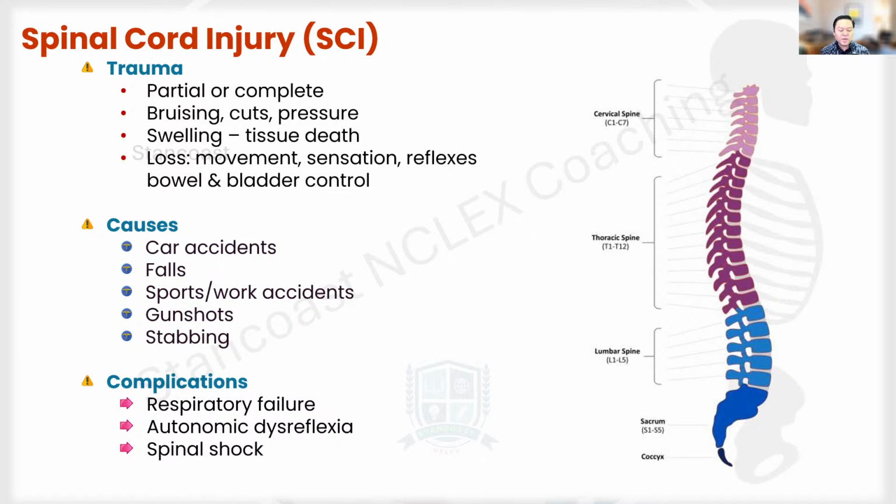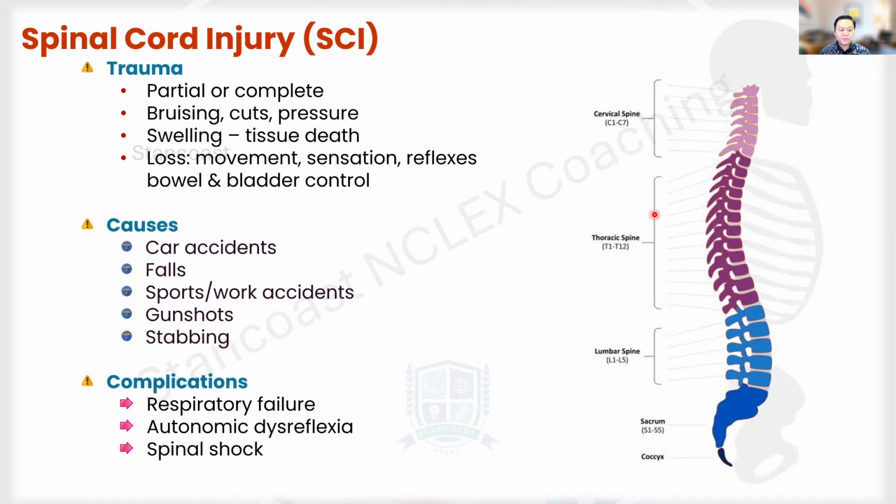And one of the major complications here is also spinal shock, and this can happen during the acute phase of the spinal cord injury. Now, take a look here at the photo. You'll see the different levels of the vertebrae. You have C1 to 7, of course.